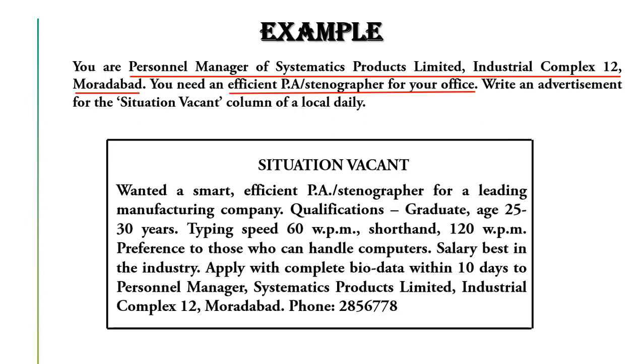Salary best in the industry, you can write remuneration best in the industry, or you can write that salary or remuneration no bar for the right candidate. You have to also mention that apply with complete biodata within 10 days, and then the person who needs to be addressed to, name of the company, address, and the telephone number. And then, of course, the box.